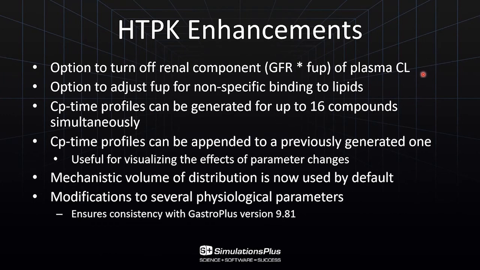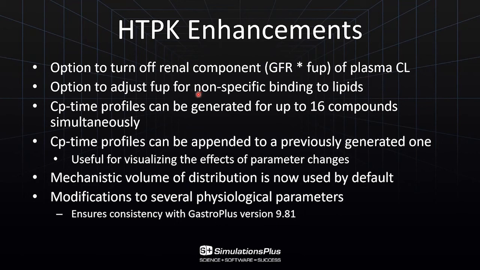We added two new options to facilitate comparisons with our GastroPlus software. So you can now turn off the passive renal component of plasma clearance, which we calculate as GFR times fraction unbound. Compartmental simulations in GastroPlus omit this renal term.